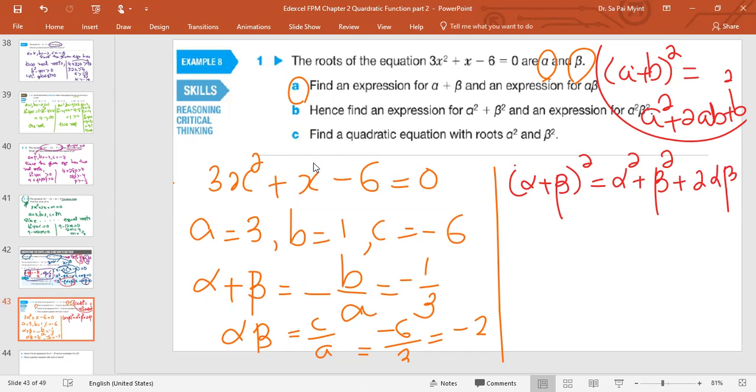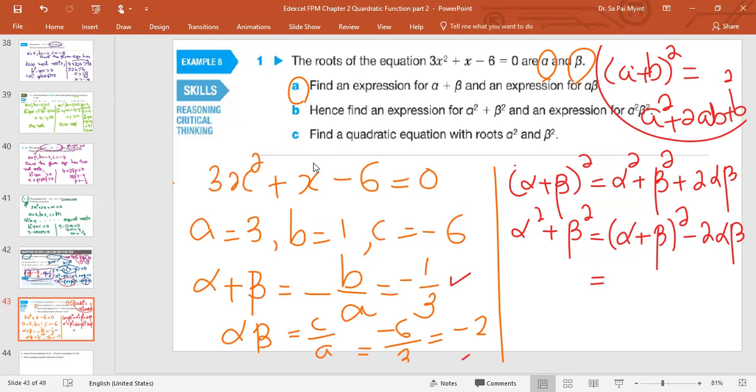Which one do you need to find? Alpha square plus beta square equal to, what do you get? Alpha plus beta the whole square minus 2 alpha beta. Okay, we have found alpha plus beta and alpha beta. What is alpha plus beta?